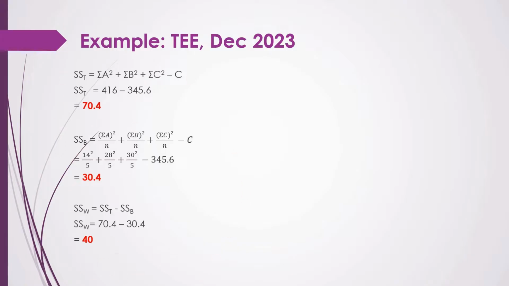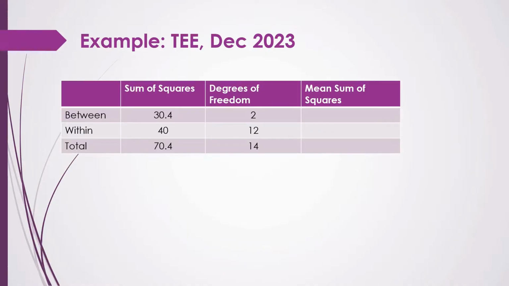We have all the values we need to fill in the ANOVA table. Now, this is the ANOVA table. I have already filled in the values here. How do we calculate the mean sum of squares? We divide this column by this column. 30.4 by 2 here, 40 by 12 here. 70.4 by 14 is optional. If you want, you can fill it here.